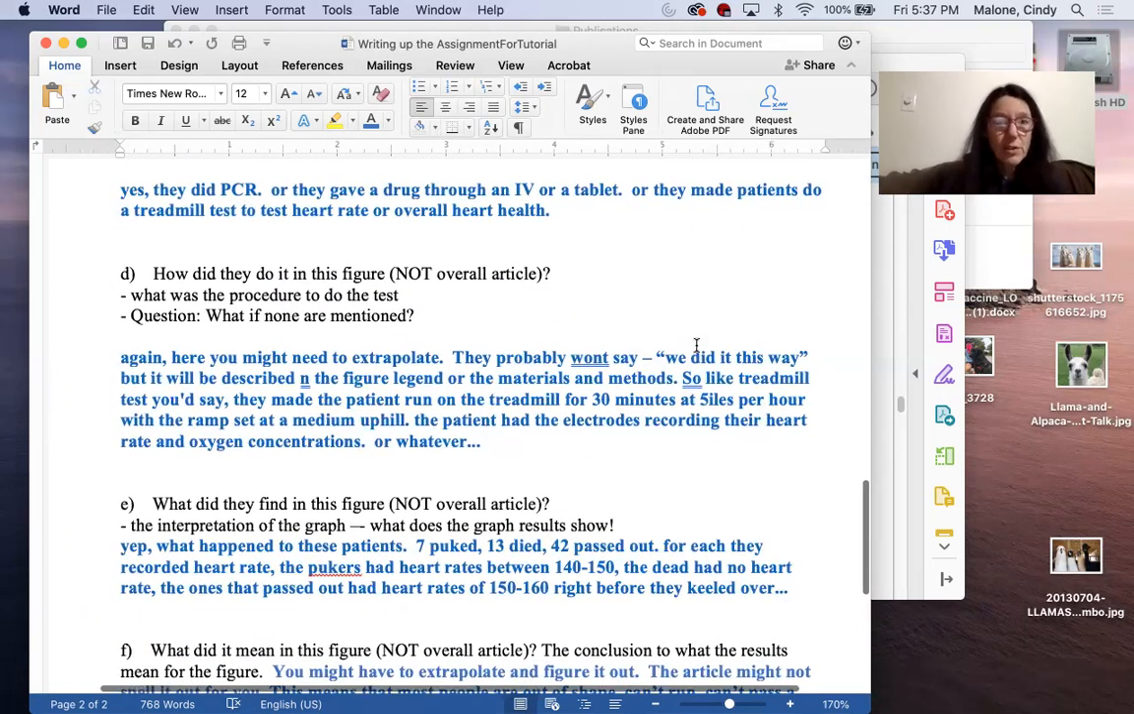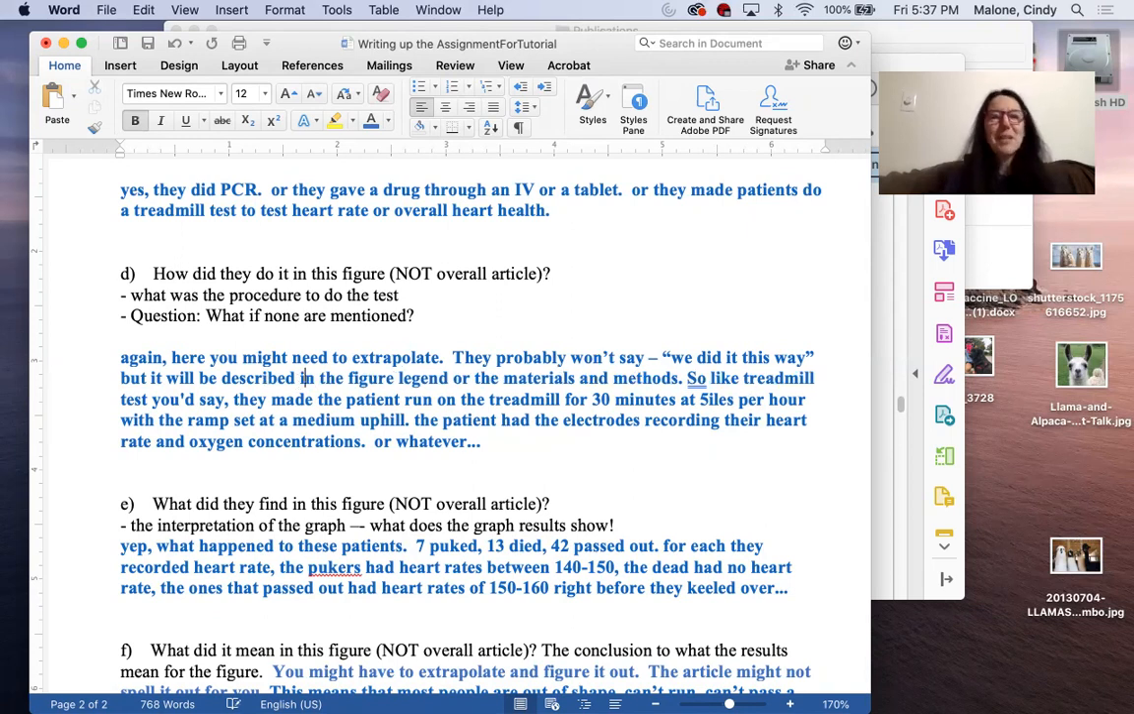What if none are mentioned? It has to be. It might not be mentioned in the figure or the legend. They'll probably list the name. That's where you have to go to materials and methods, and you need to read that section. They probably will not say "we did it this way," but it'll be described in the legend or materials and methods.